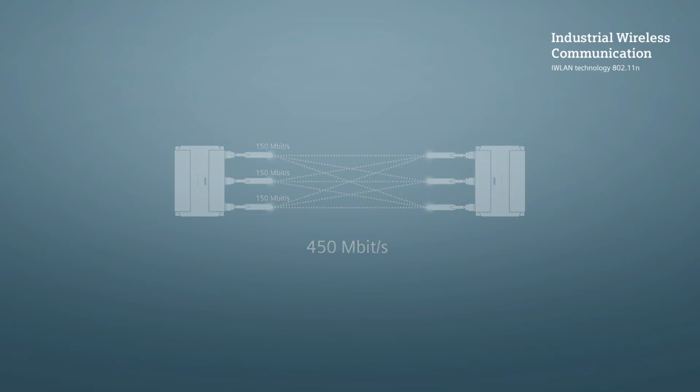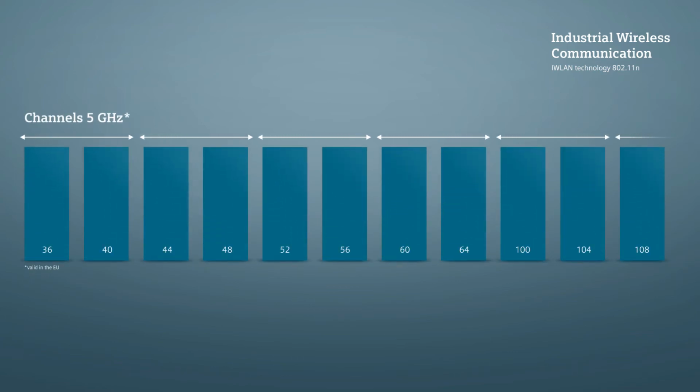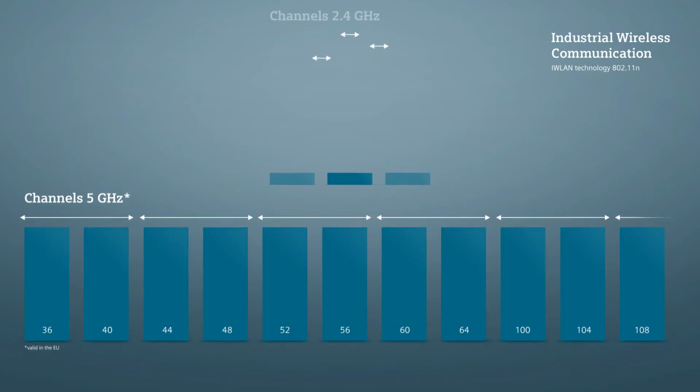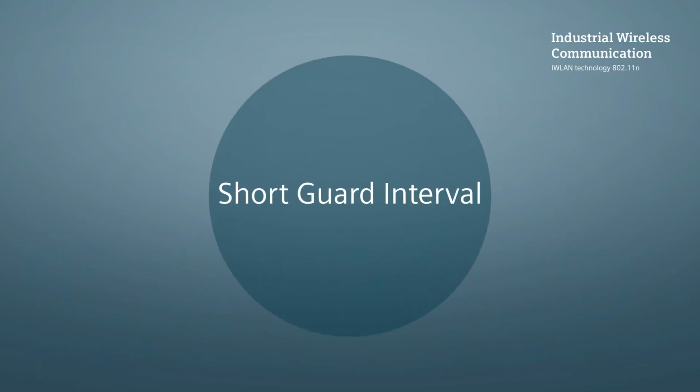Method 2. Channel bundling. The 802.11 standards so far provide a channel width of 20 MHz. The 802.11n standard combines these channels to one, with more than double the width. Channel bundling works particularly well in the 5 GHz band, since it is considerably wider than the 2.4 GHz band and provides non-overlapping channels.